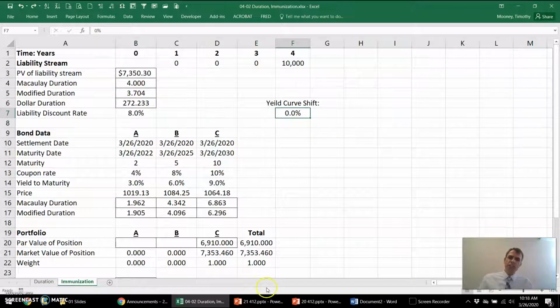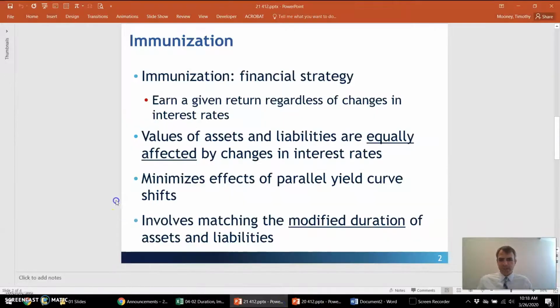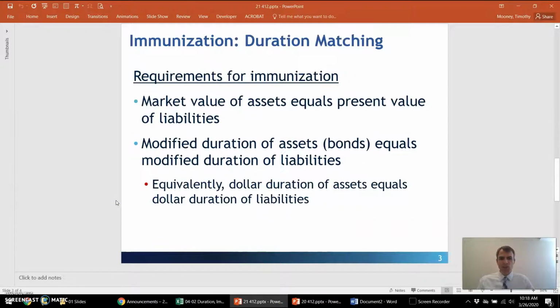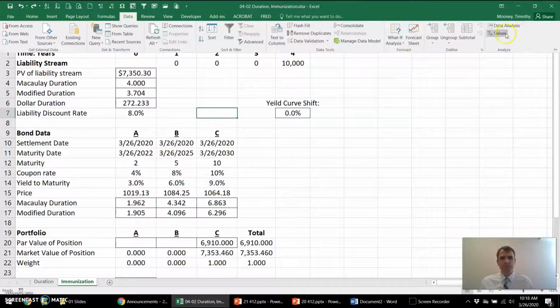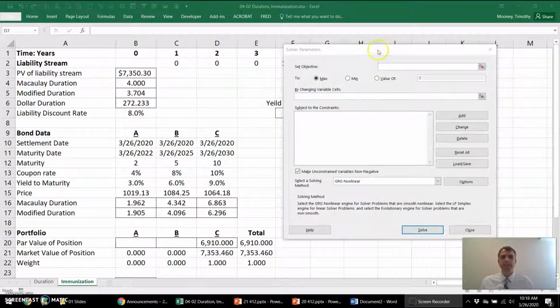So here's where immunization comes in, right? Designed to minimize interest rate risk. And here's what we need to do, right? Create a portfolio of assets, the bonds, so that the value of the assets, the market value, is equal to the present value of the liabilities. And then we also want to match the modified durations or the dollar durations. Both of those things do the same thing. And let's see how to do that in Excel. As you can imagine, it involves using Solver.